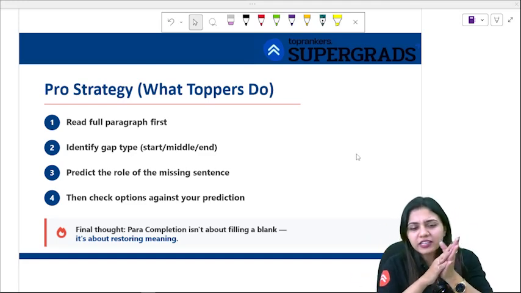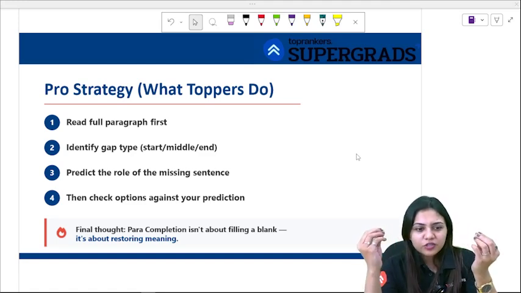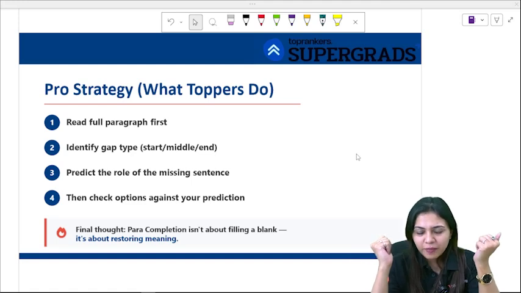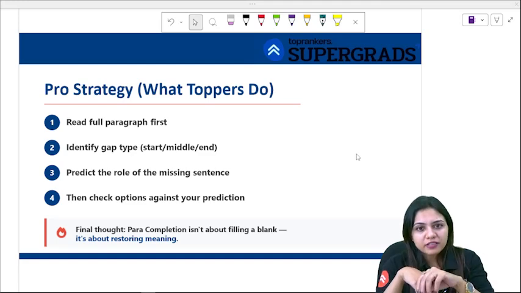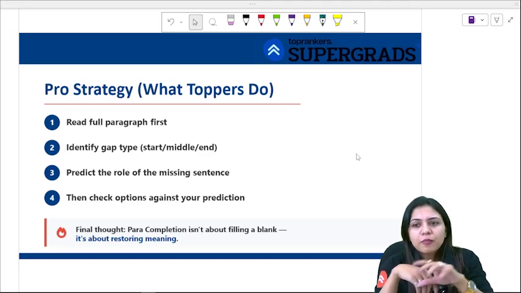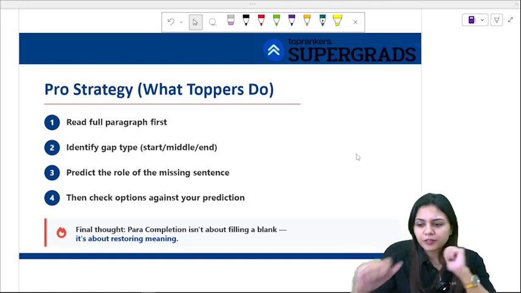You need to again understand, para completion is not just simply about filling a blank. It's also about restoring meaning to the entire paragraph. Restoring meaning means the whole paragraph, when read together, should make complete sense. It should not look like a motley of random ideas thrown here and there, right?